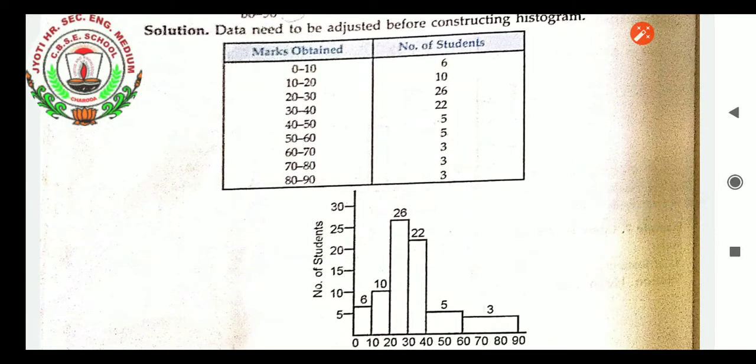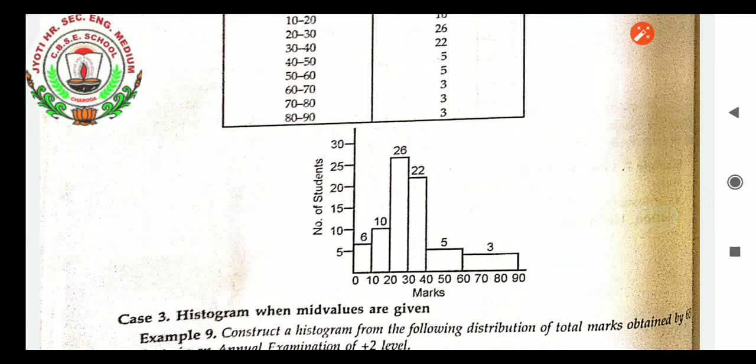What you are seeing there: data need to be adjusted before constructing a histogram. Why so? Because here the number of students is not equal. One class has so few, 3, and another has 22. The height is so up and down, unequal. Some data will be very small, some data will be very large.